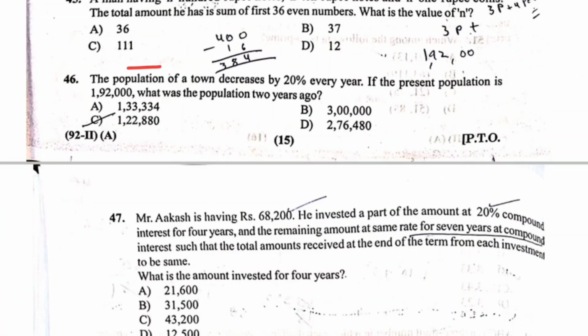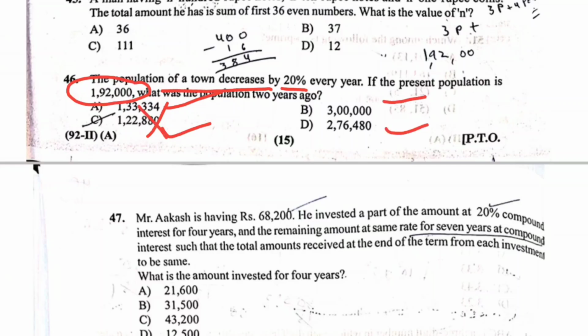Next question is, the population of a town decreases by 20% every year. If the present population is 1,92,000, what was the population 2 years ago? So since the present population is 1,92,000 and the population decreases by 20% every year, the old population will be greater than 1,92,000. So the first option and the third option, that is A and C, will be eliminated, so we are left with B and D.